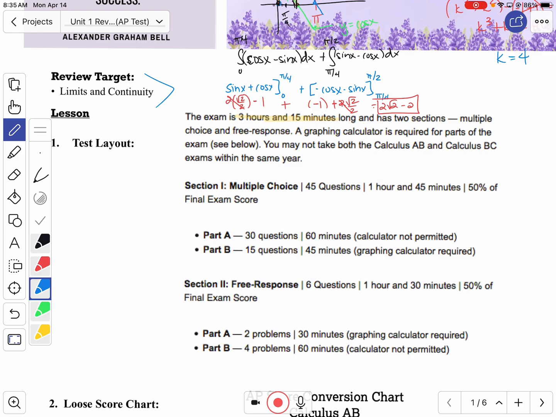You get 30 minutes to do the first 2, 60 minutes to do the last 4, basically 15 minutes a question, all right? Some questions will not take you the full 15, others might take you 20, okay? So just as a heads up.